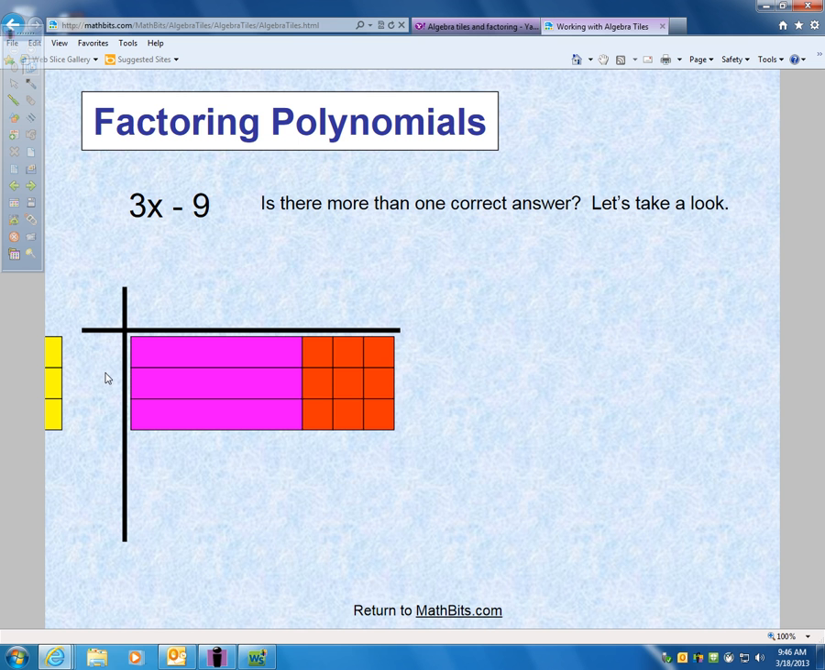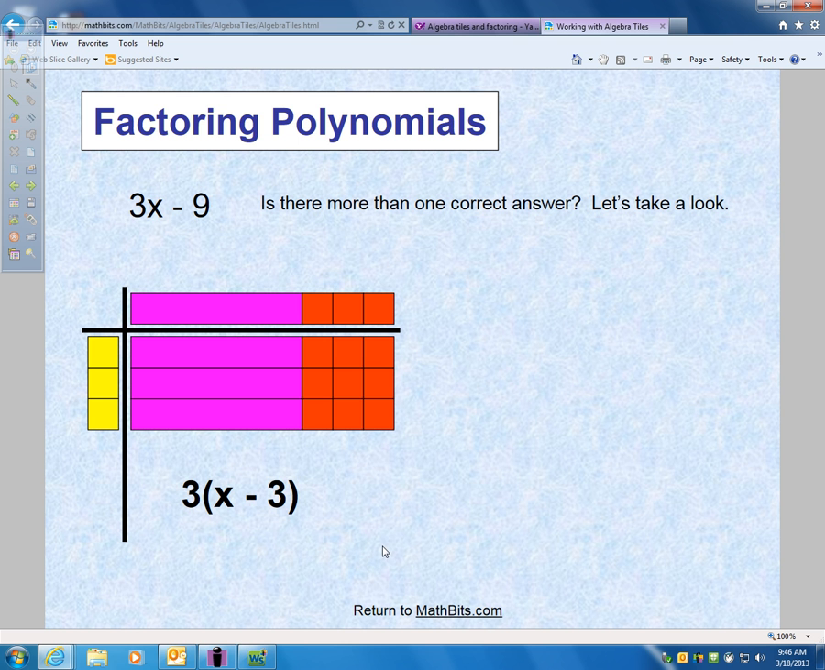I'm going to put 3 positive tiles here, and I'll do x and 3 negatives here, and they're asking, is there more than one correct answer? They're going to take a look at this. Definitely a correct answer would be 3 times x minus 3, because if you distribute, you get 3x minus 9.